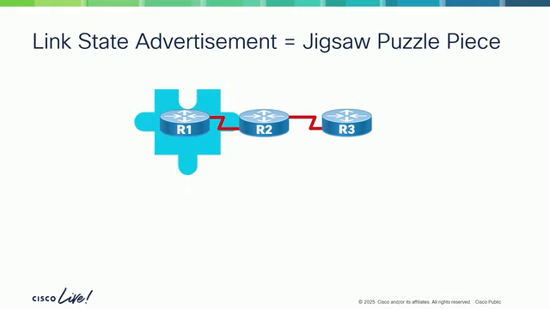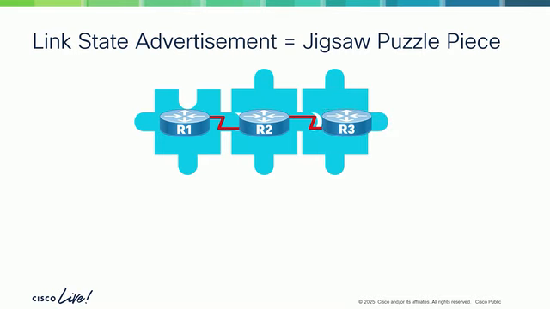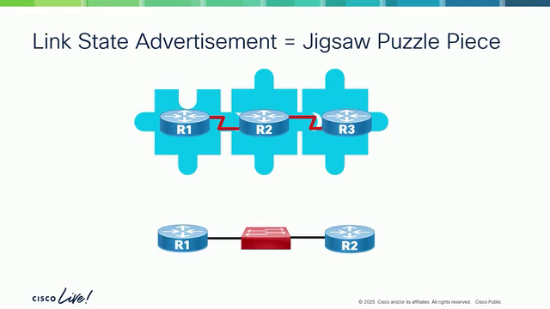One jigsaw puzzle would be there for this R1 in the diagram. Another jigsaw puzzle of the same type would be there for the second router, and yet another one would be there for the third router. This is how OSPF sees the world around itself. Every network object is a jigsaw puzzle. And, as it turns out, different types of network objects are different types of the puzzle pieces.